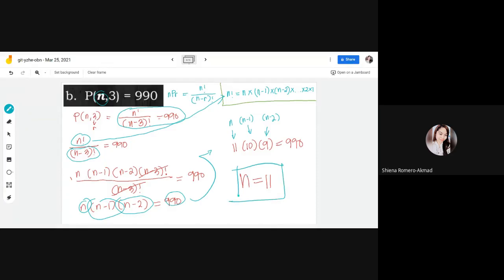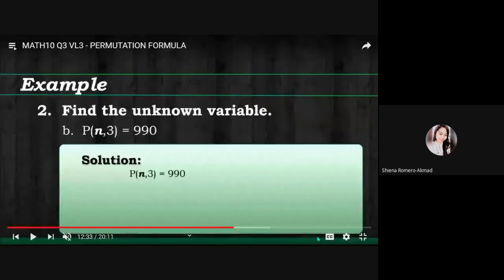So ganun lang kapag n ang hinahanap. Express nyo siya sa ganito. Tapos, syempre, magka-cancel na kayo. Tapos, after nun, maghahanap na kayo kung anong number yung equivalent niya ay 990. Depende kung anong ibibigay dito na value. Okay? So, I think that is our last example. And we are done.